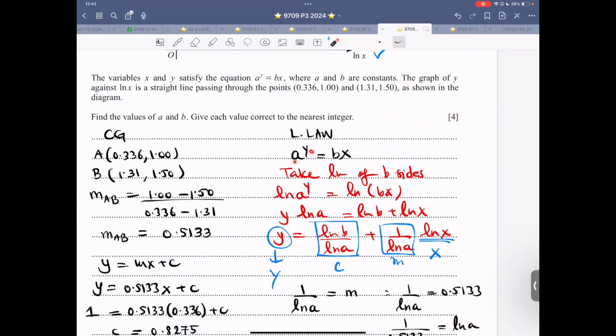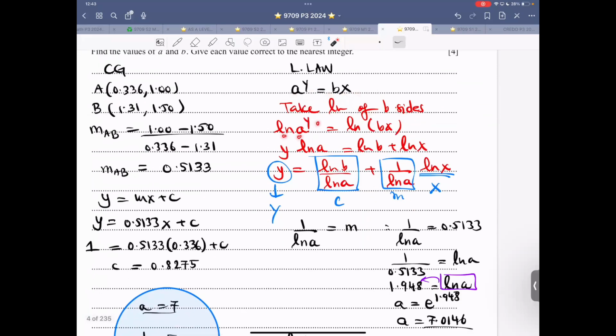A raised to the power of y is bx. Take natural log of both sides. Ln a raised to the power of y is ln of bx. This y comes down and multiplies, and this bx is multiplying, so there is a positive sign over here. Make y the subject. So y is ln b over ln a, plus ln x over ln a.